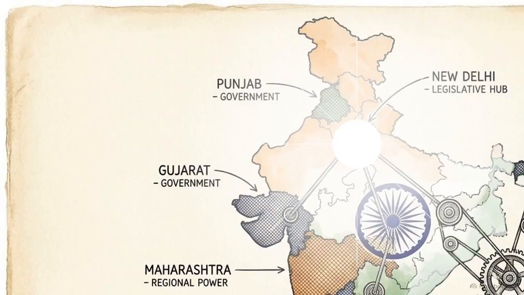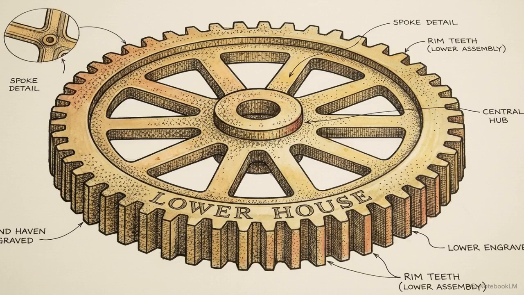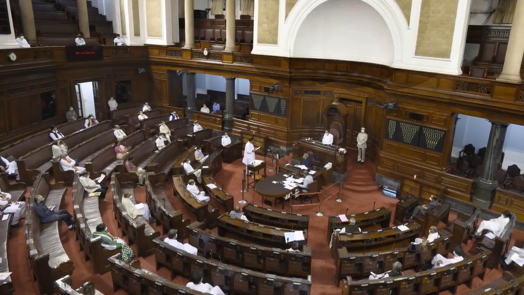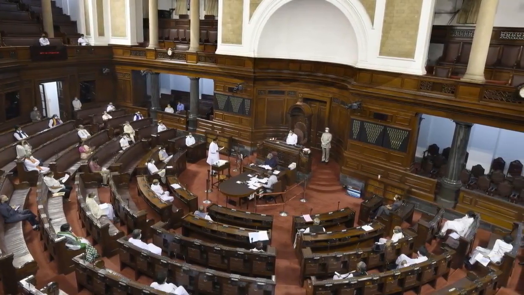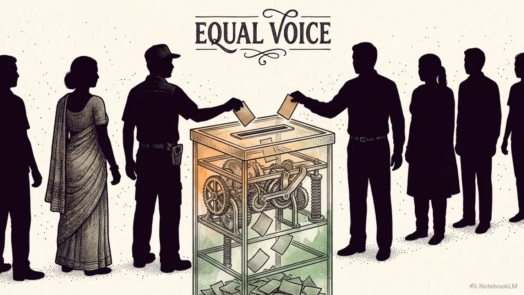The Indian Parliament operates as a functional machine designed to process thousands of diverse, often conflicting regional priorities into unified national laws. The Lok Sabha, or the House of the People, is the first gear in this machine. As this view of the tiered chamber suggests, it serves as the primary direct voice of the citizens. Membership here is defined by universal adult franchise.